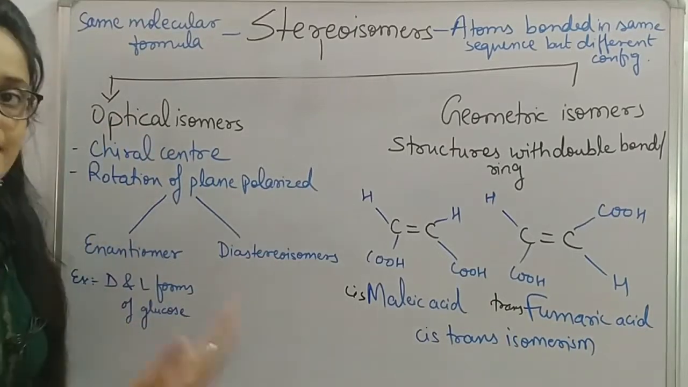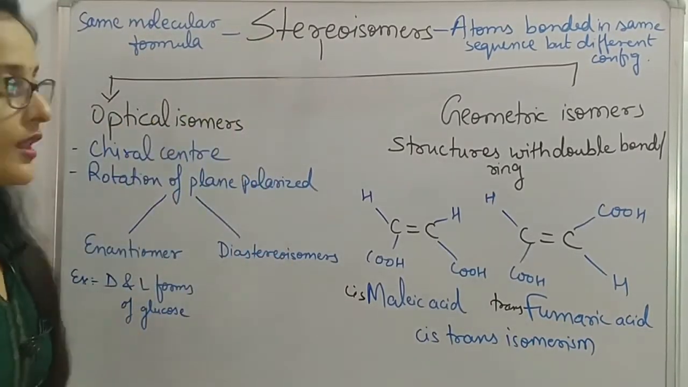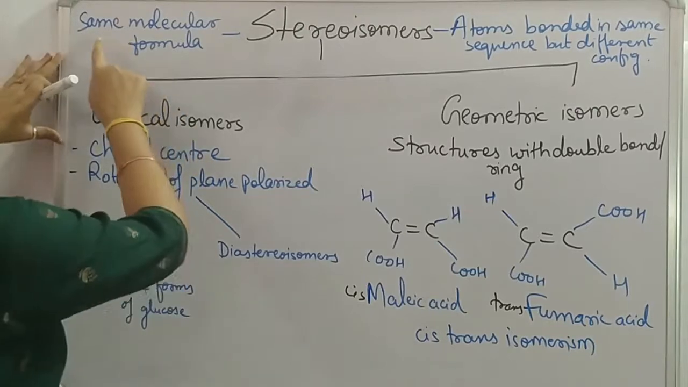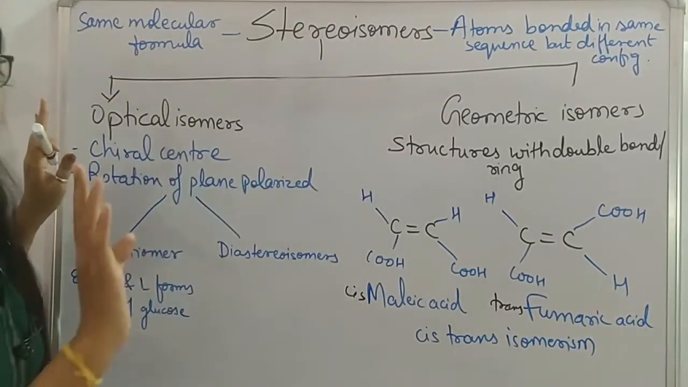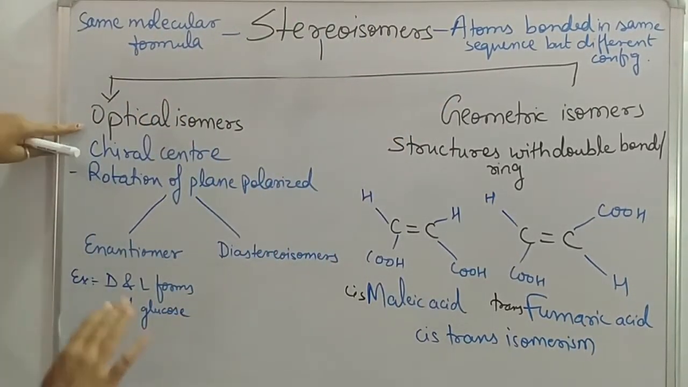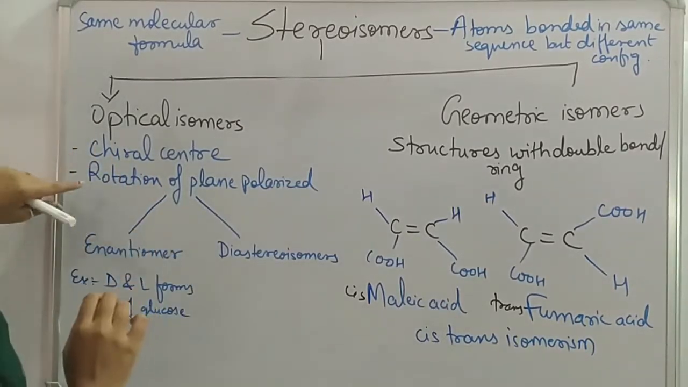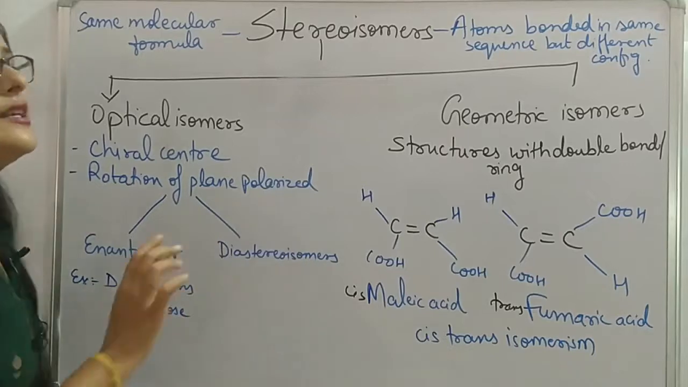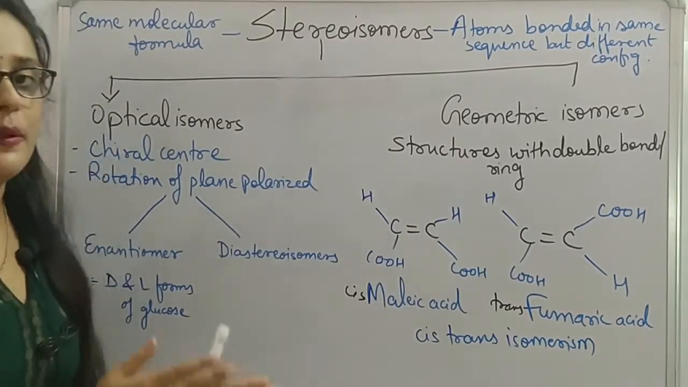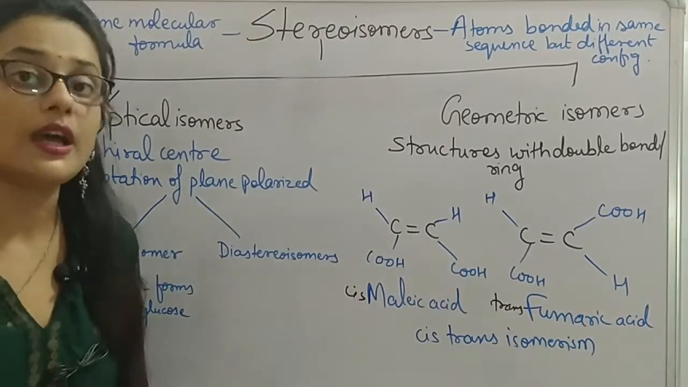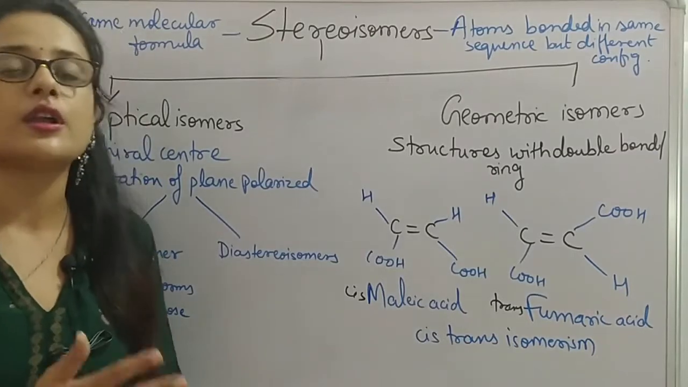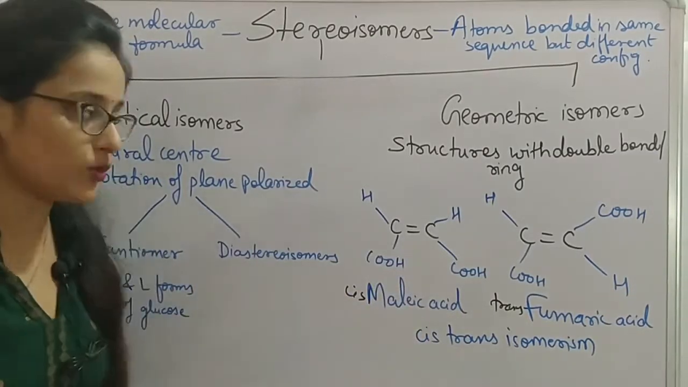Optical isomerism is the second type of stereoisomerism. In case of optical isomers, along with these three things, there are two more things. That is, they have chiral carbon atoms in their structure and they can rotate plane polarized light. I have talked about plane polarized light and the rotation, how plane polarized light is produced, in my previous video. You can go and check it out.